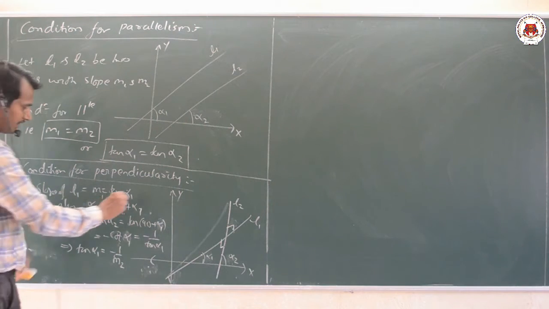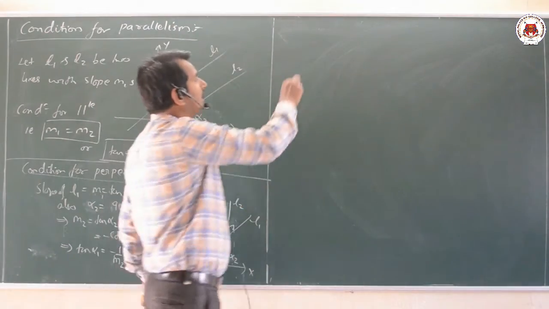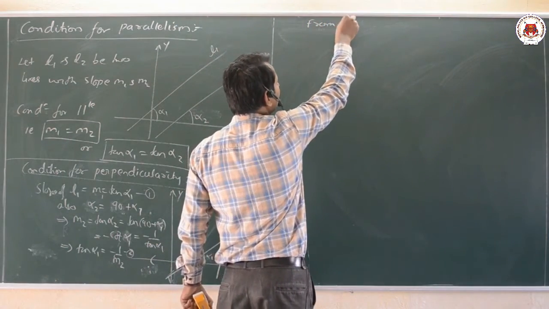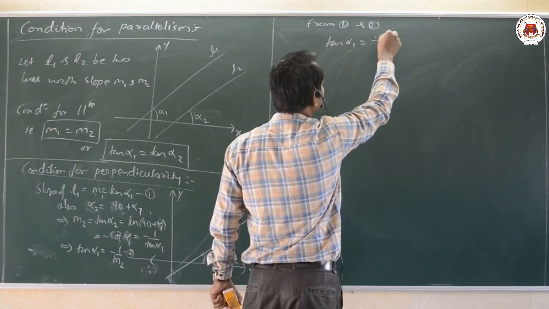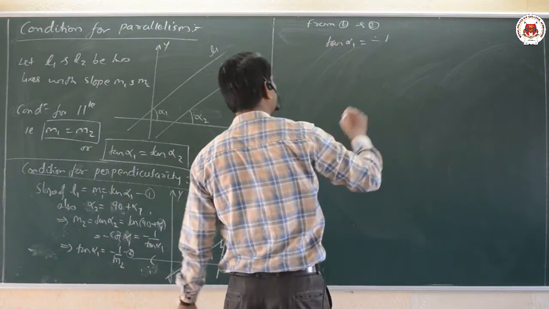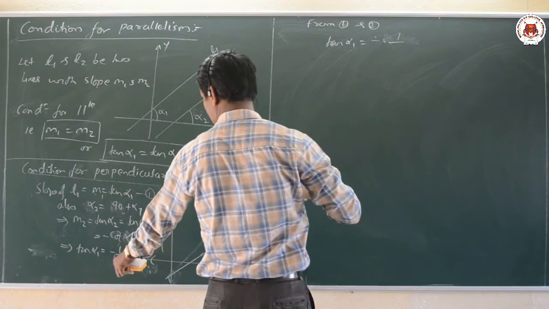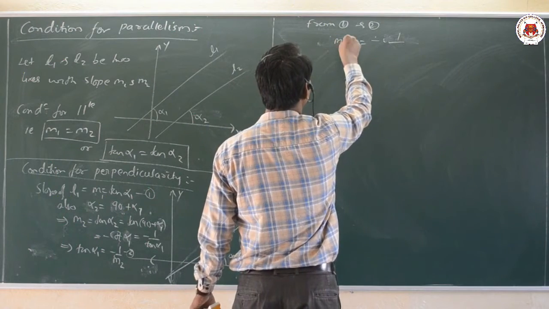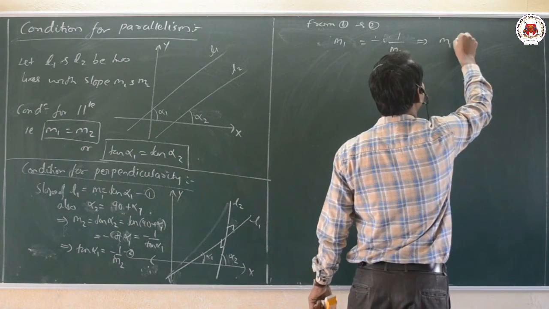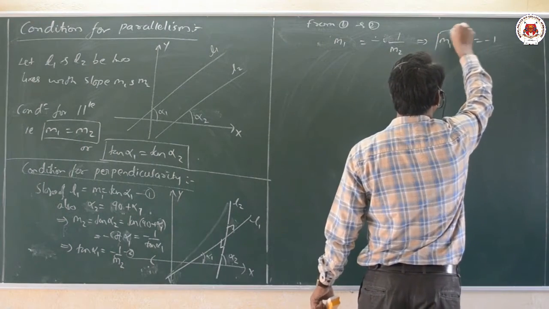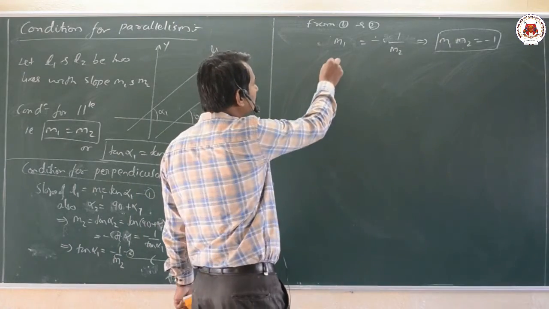That means from equation 1 and equation 2, we can observe that tan of alpha 1 is equal to minus 1 divided by tan of alpha 2, that is 1 divided by m2, or I can write m1 is equal to minus 1 divided by m2. That implies m1 into m2 is equal to minus 1, and that is nothing but our condition for perpendicularity.